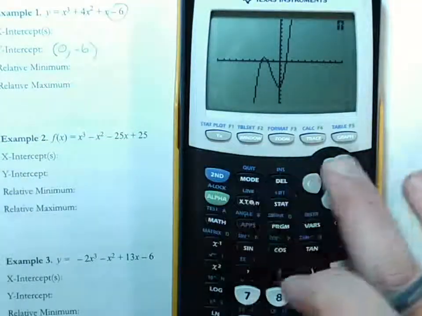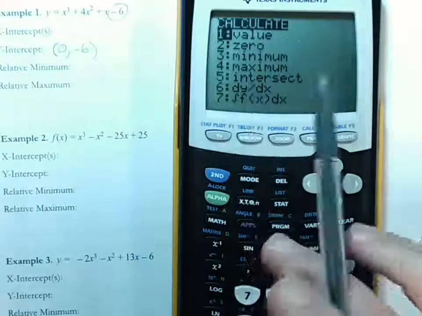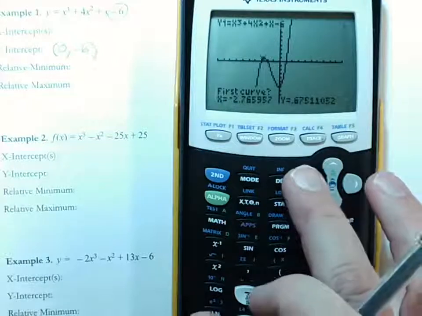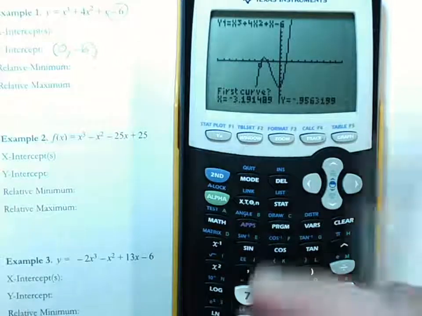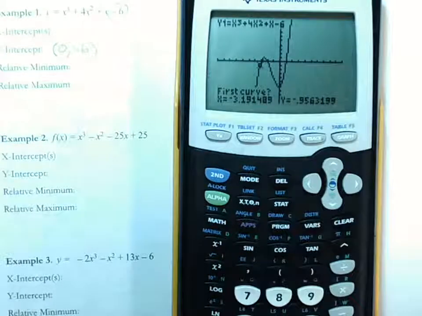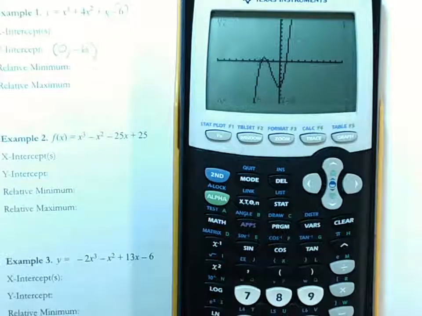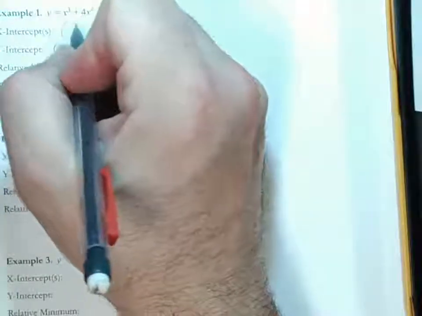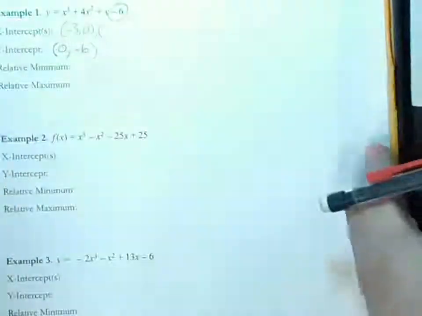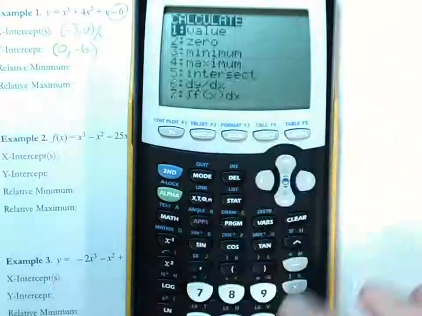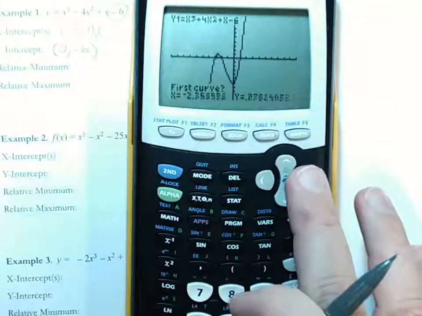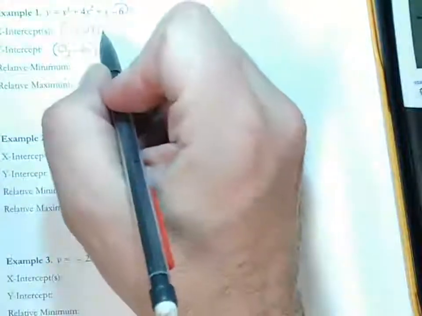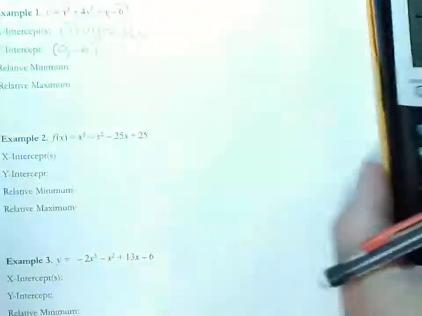So second, trace, 5, and I'm going to start over here. I'm going to push the left arrow until I'm close to the intercept closest to the left. And I hit enter 3 times, I get -3, 0. So I write (-3, 0). Let's do it again. Second, trace, 5. This time I'm going to arrow over to the other one. Enter, enter, enter. (-2, 0). Boom. And then we'll do the last one.